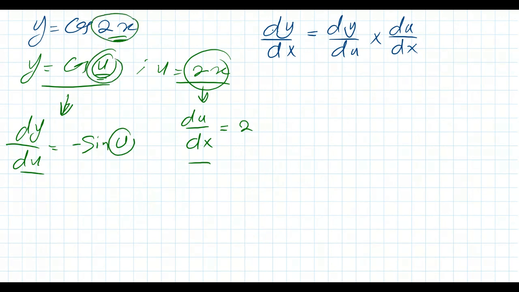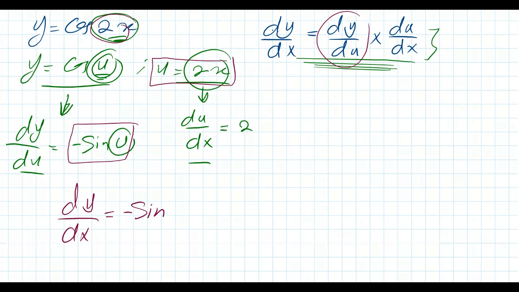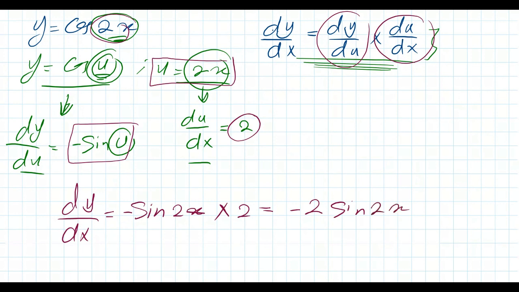Then you substitute in our original rule. It becomes, as a solution, dy over dx equals the first part, dy over du, negative sine, and instead of u, the value of u, which is 2x, times du over dx, which is 2. Then it becomes negative 2 sine 2x. I think it's more clear right now. Okay.